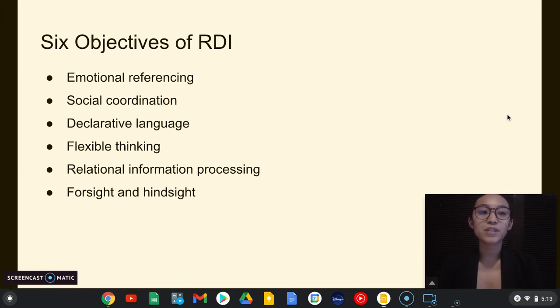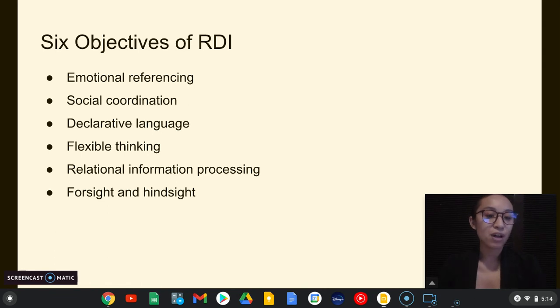There are 6 objectives of RDI, first being emotional referencing. This involves being able to be receptive and provide feedback regarding others' emotions. Individuals diagnosed with ASD may have a skill deficit in recognizing or expressing emotions. And then the next objective is social coordination, which involves ongoing social referencing, self-efficacy, and sharing personal experiences and social interactions.